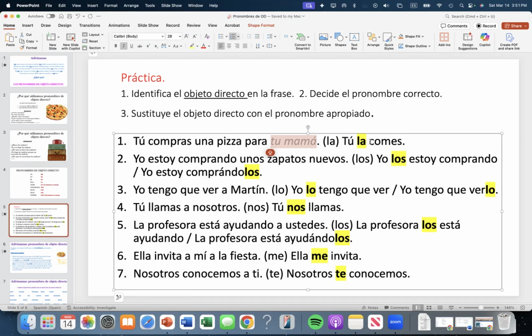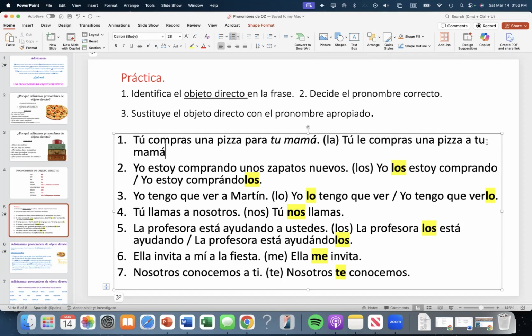So, tú la compras para tu mamá, right? Tú la compras para tu mamá. So we have the indirect object here stated. How do we replace the indirect object? So let's get rid of this and let's say, tú le compras una pizza a tu mamá.